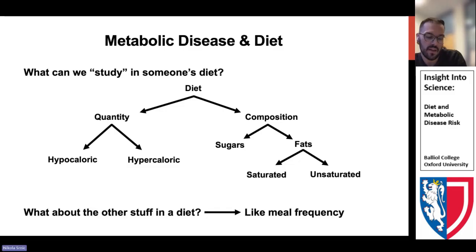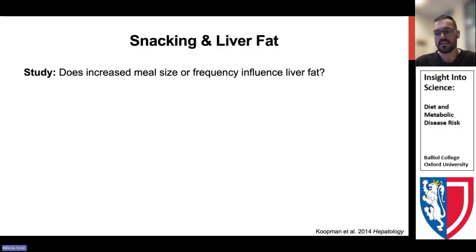There's other stuff in the diet as well, and you guys have mentioned this too. There's the amount of water people consume, there's micronutrients, but what about meal frequency? So how often you eat versus something like meal size, how big of a meal you eat. Does that influence liver fat accumulation? Well, there's a study that actually looked at this, and they asked the question of, let's say people eat the same amount of calories in a day. Does it matter if those calories are consumed as 3 big meals, or if they're spread over the course of the day? So essentially we're asking here is, does snacking have an effect?